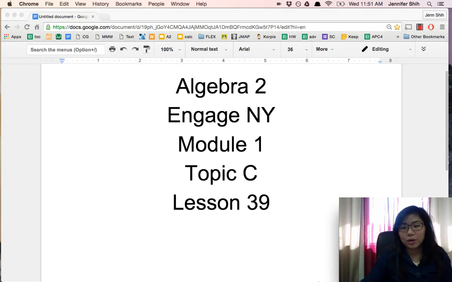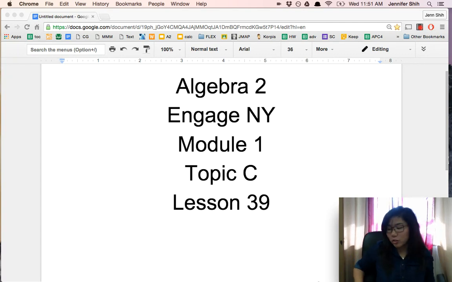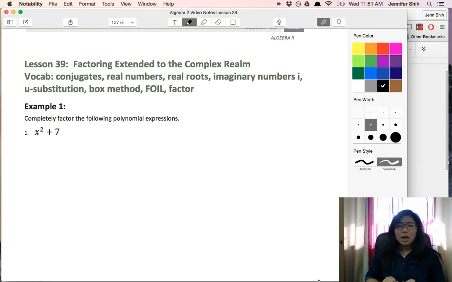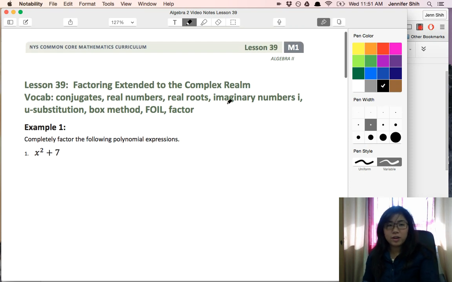Hello, today we are working on lesson 39, and we are going to talk a little bit more about what it means to have imaginary roots in our functions, and we're going to start tying them into graphs. So our video notes are lesson 39, and you can title them Factoring Extended to the Complex Realm.